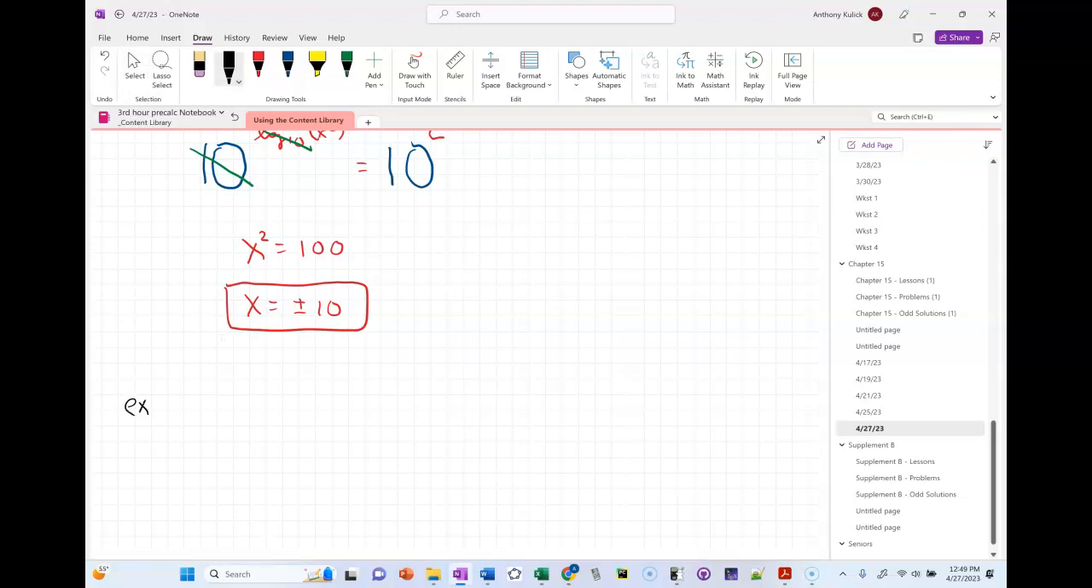All right, one more example. And this is kind of the worst case scenario that you'll have to deal with for a logarithmic equation.